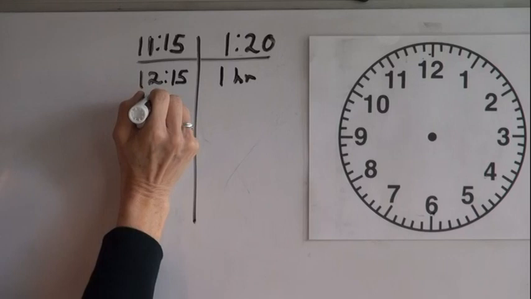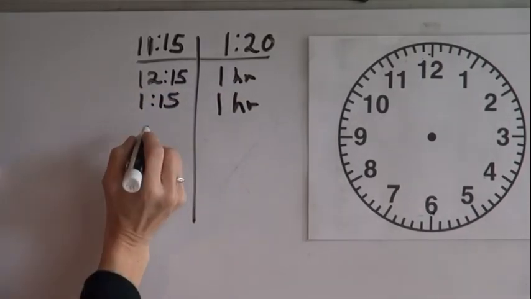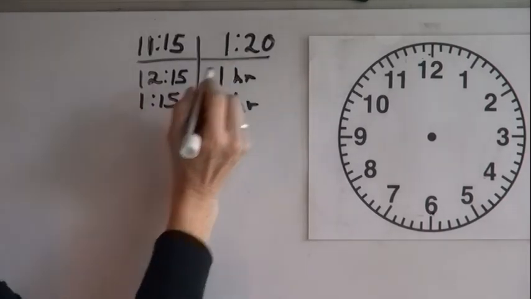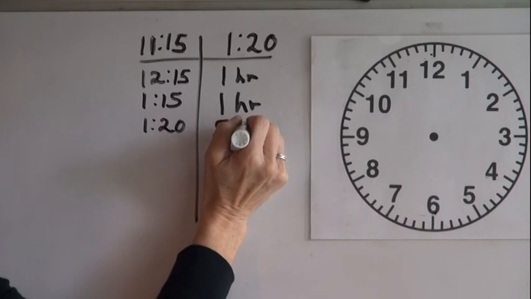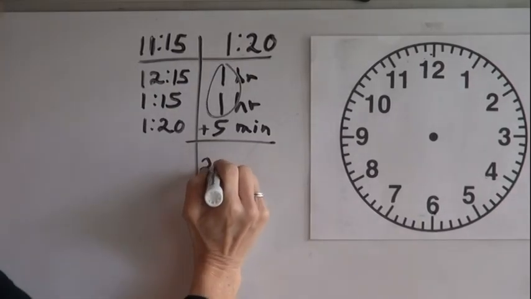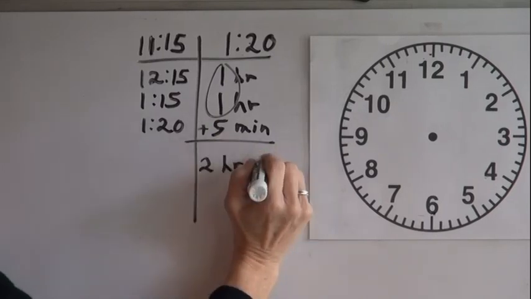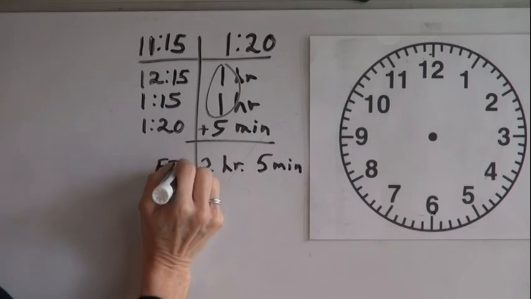Oh, that will work. I can take one more hour bite out of it. And now 1:15 to 1:20, that's only 5 minutes. So that's 5 minutes here. Now we just add. So our hours, 2 hours, 5 minutes is the elapsed time.